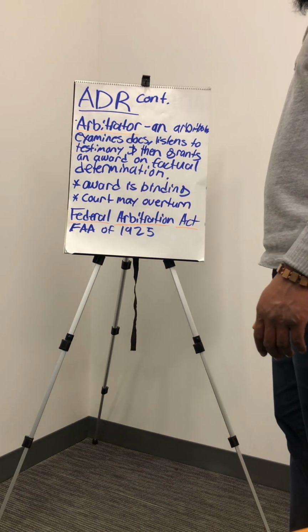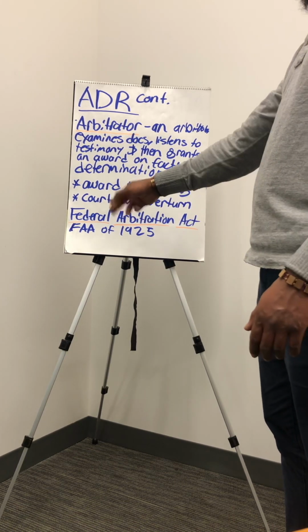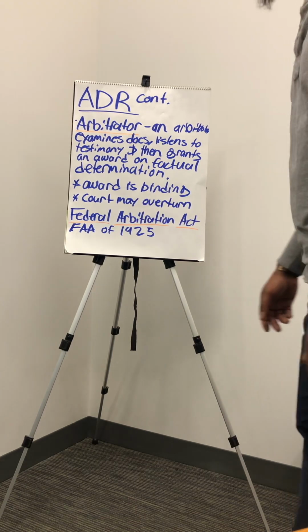The next part of arbitration would be the Federal Arbitration Act, or the FAA of 1925.